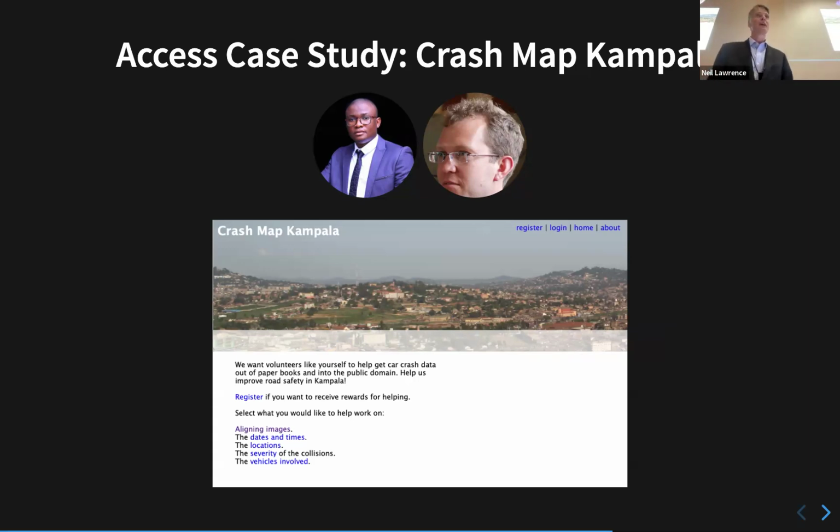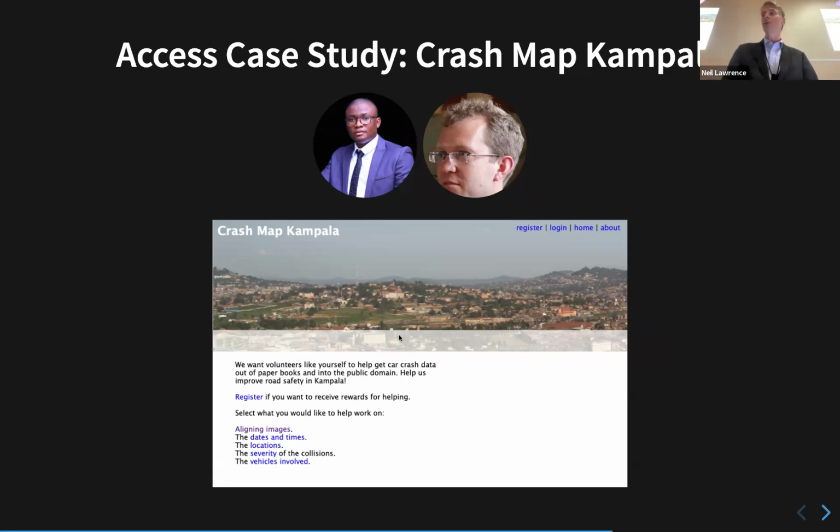And he became curious, what is the biggest cause of death for young people in Kampala? Is it some form of disease, because there's a lot of work on diseases? Or is it actually road traffic accidents? And there's sort of no way of finding this out. But these accidents were logged. So he built this system.